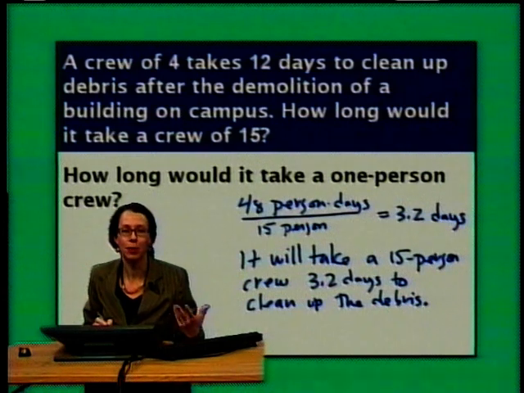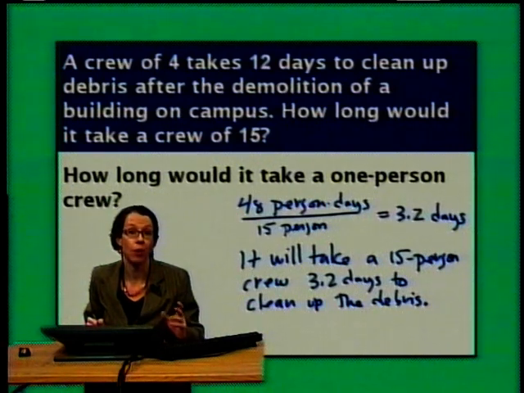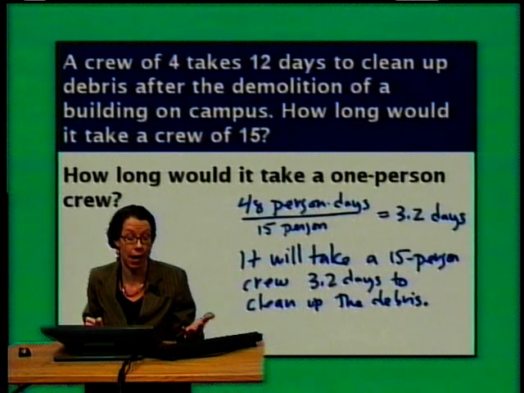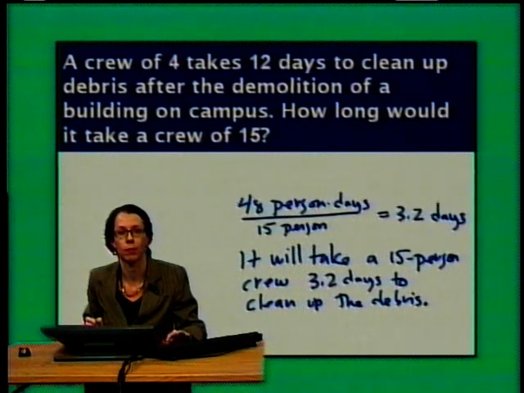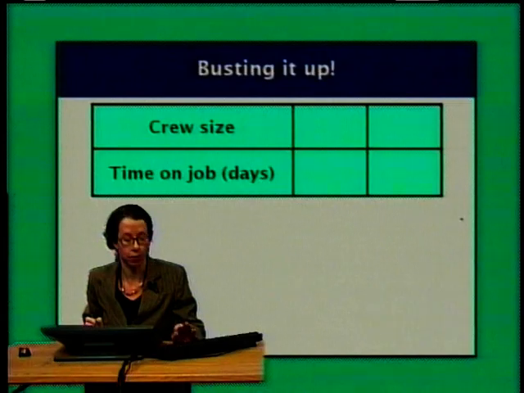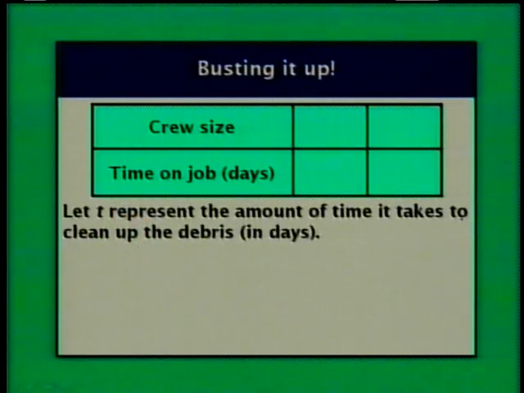So now, there's something about this problem that seems somewhat proportional. We said that it would take a crew of 8 only 6 days. So when the crew size doubles, the amount of time on the job is cut in half. So can we handle this problem somehow as a proportion? So I'm going to create a table just like we did with our proportion problems. And I'm going to define a variable here for the unknown. So I'm going to let t represent the amount of time it takes to clean up the debris in days.